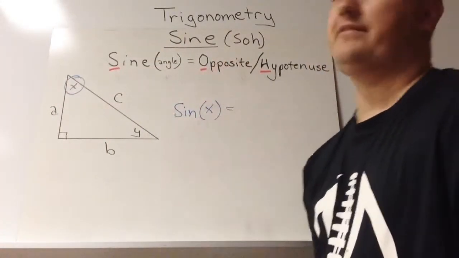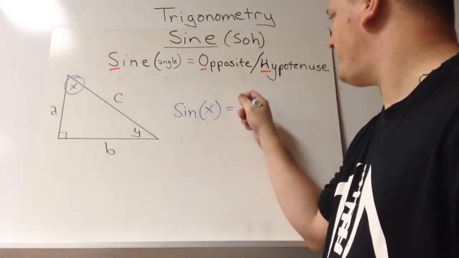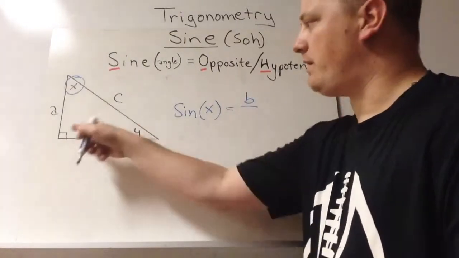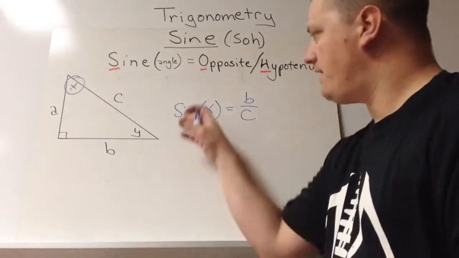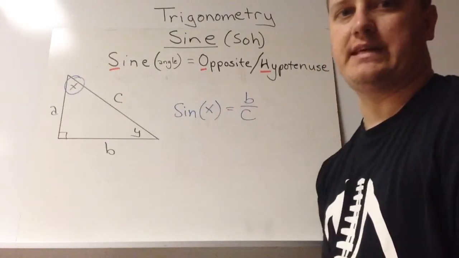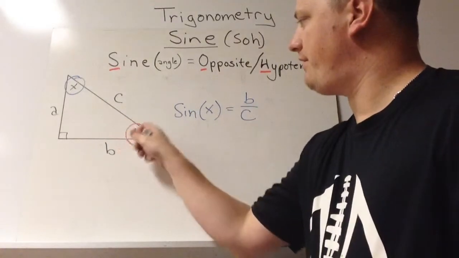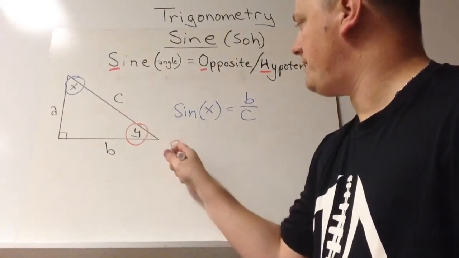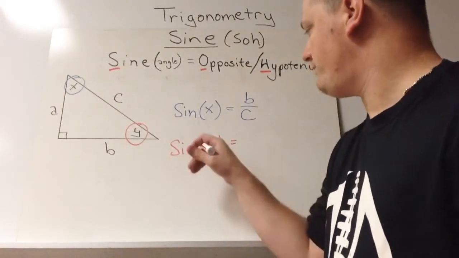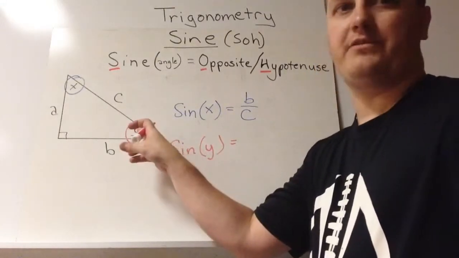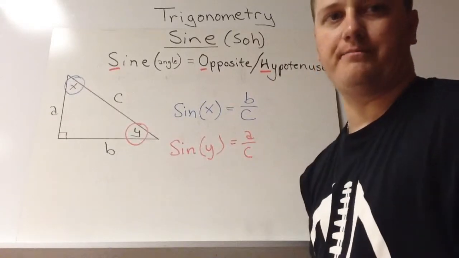we want the opposite side, so we look at our angle, the opposite side is B, so that goes on the top, and our hypotenuse, well here's our right angle, hypotenuse is C. So we create sin of x equals B over C. Okay, I'm going to do a red version also. Say we work with y, so that would be sin of y equals, well, the opposite of y is a, so we're going to go a over c.